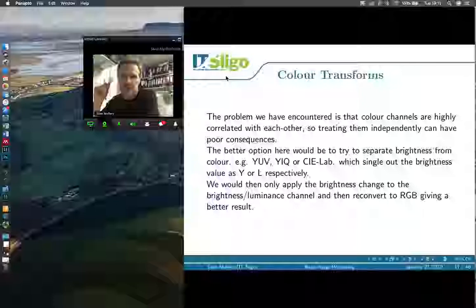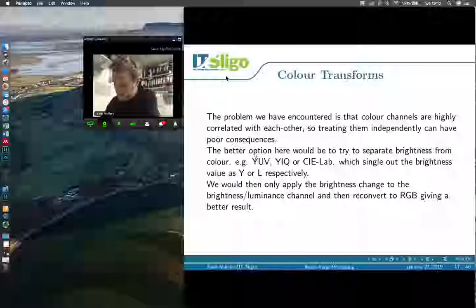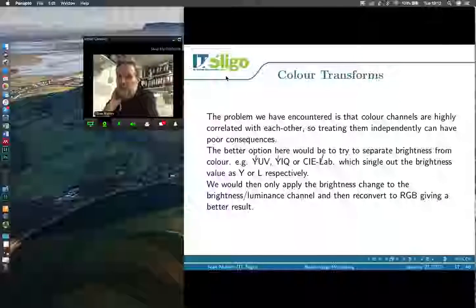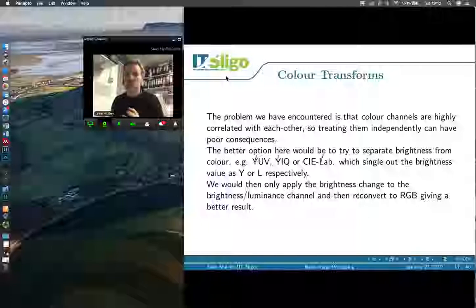So YUV is one of them. YIQ is actually very similar to YUV, and there's another one called CIE Lab where LAB is actually the three constituents of it. In each of these cases, the Y in this one and the L in this one refers to the brightness value alone. So basically that's your grayscale image, and then the other two components hold the information on the colour.